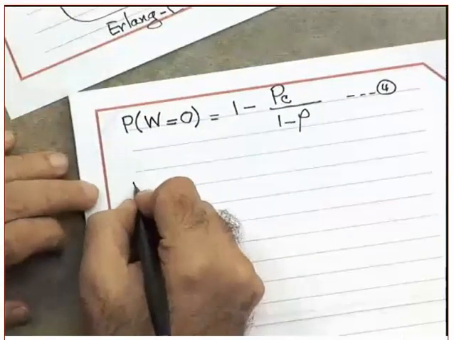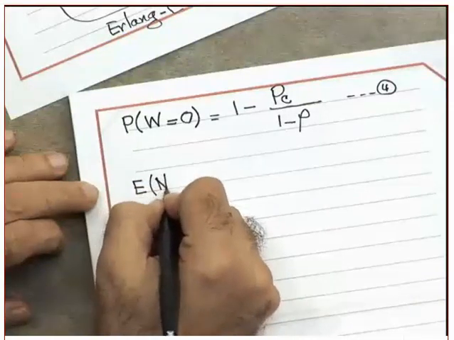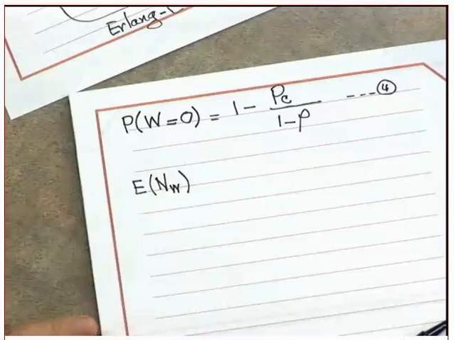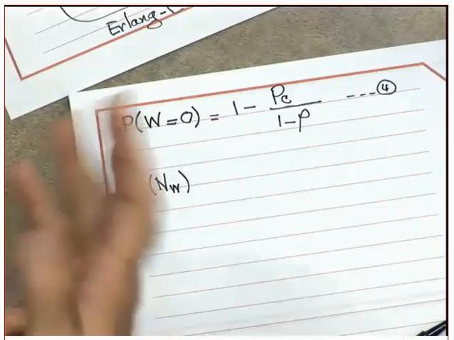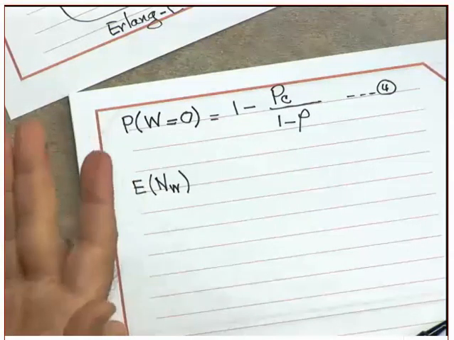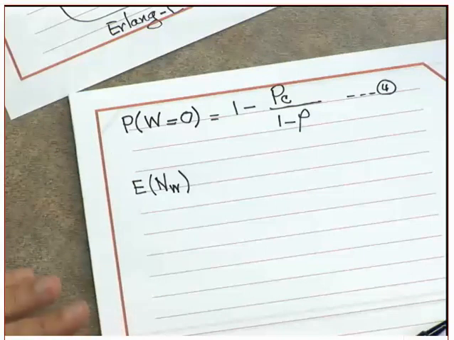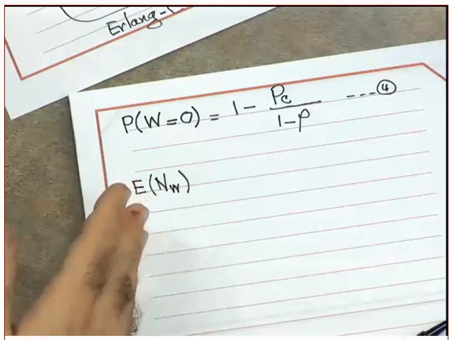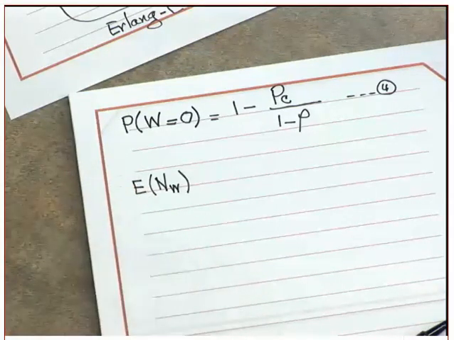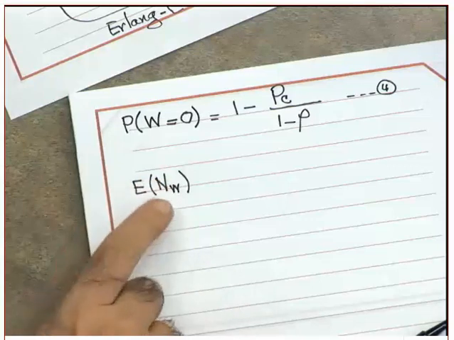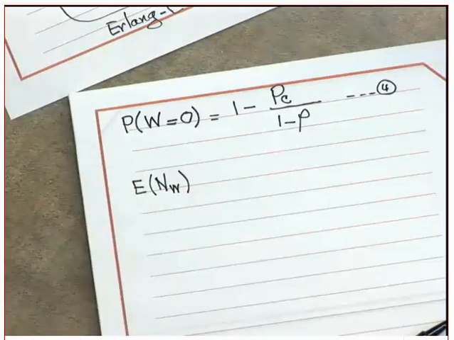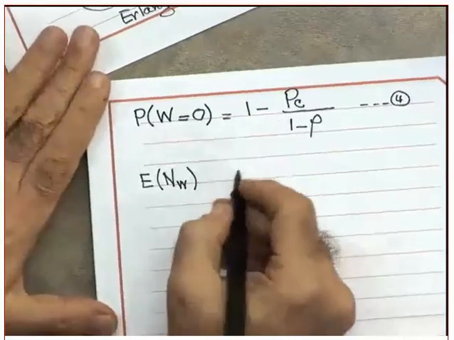What is the expected value of NW? In words, what is it? On the average, how many packets are waiting? I need an answer from you. Okay, first of all, is this a discrete random variable? That's expectation, which means right away we know it's a summation.